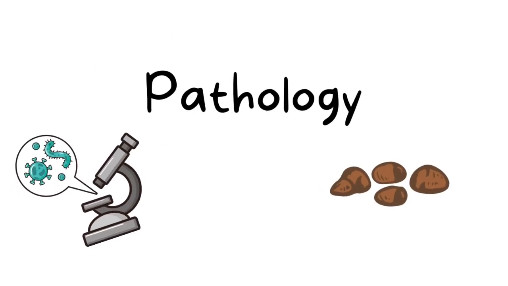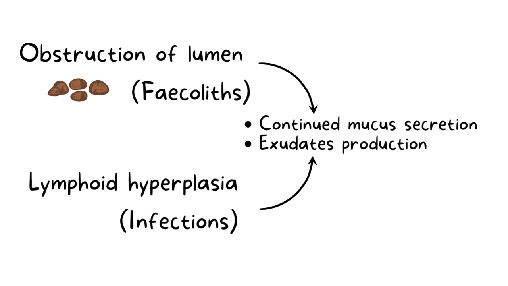Pathology of appendicitis. The most important culprit is usually obstruction of the lumen of appendix, usually by fecoliths, which are nothing but fecal matter which are dried up and becomes hard. These can obstruct the lumen of appendix. And the other important thing which can trigger appendicitis is hyperplasia of the lymphoid cells present in the lumen of appendix, which can also obstruct the lumen.